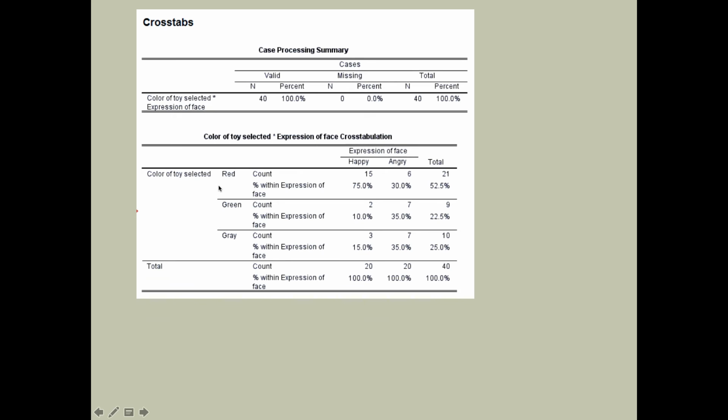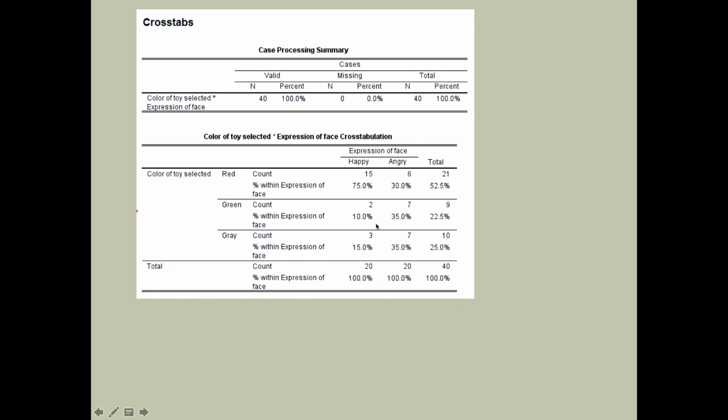So now this table here is very similar to that table that we produced, that I showed you a couple slides back. So here we have the choices between the expression of the face they saw, happy or angry, and we have the 15 children that chose the red toy, and the 6 that saw the angry face and chose the red toy. And then here's the total for the row, and then here's the total for the column, and then we have the percents going down the column.